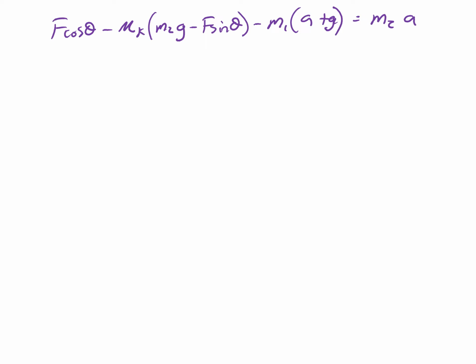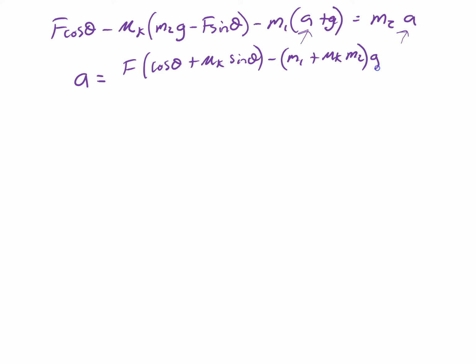So when we solve for acceleration, we need to be careful because we have an acceleration here and we have an acceleration here, so we need to combine them first, then algebraically rearrange everything, and we end up with the acceleration is equal to force times cosine theta plus mu k sine theta, minus m1 plus mu k m2 times gravity, all divided by m1 plus m2.